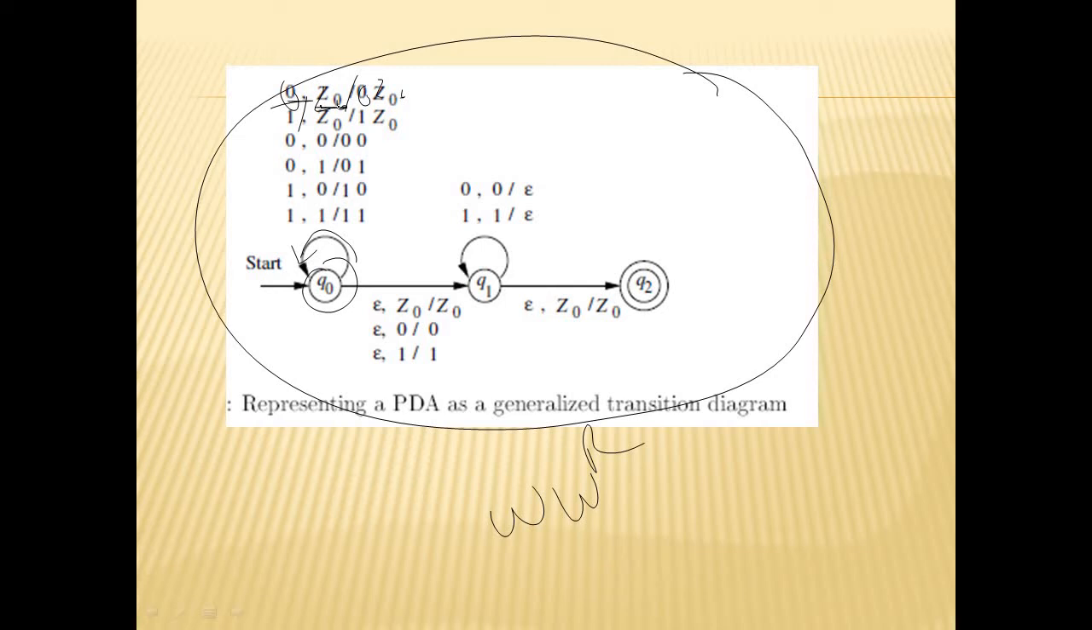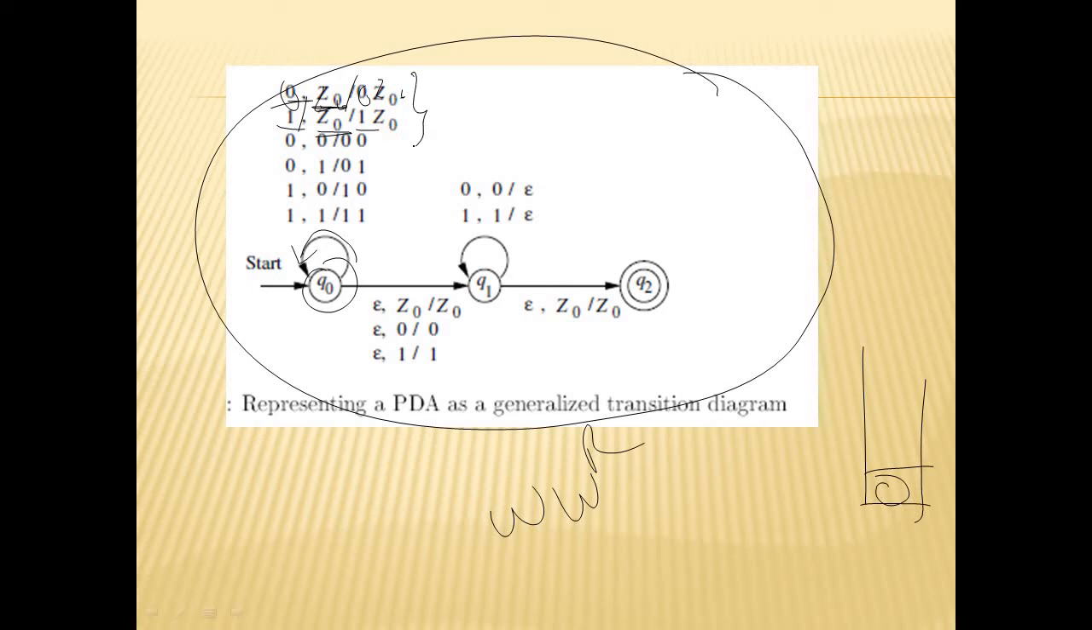Here Z naught is the stack symbol, the current stack symbol. If the stack is empty, it will be represented with Z naught. Next, 0 Z naught means 0 will be stored into the stack. So if it contains 1, Z naught is a starting symbol. Assume that if Z naught is the starting symbol, then 1 will be fed. Means in both cases only one will happen.